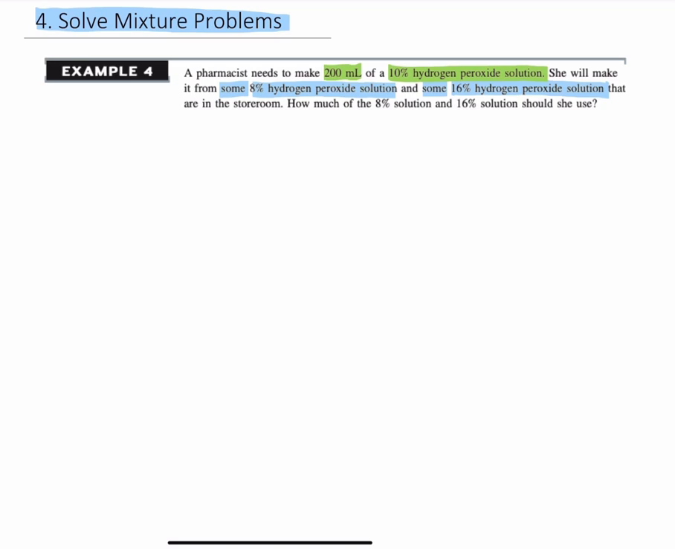So we need to find out how much of the 8% solution and how much of the 16% solution. So that's a good candidate for our two variables. If you're ever unsure what they should be, think about what the question is asking you for. We can call X however many milliliters of the 8% solution, and we'll call Y however many milliliters of the 16% solution.